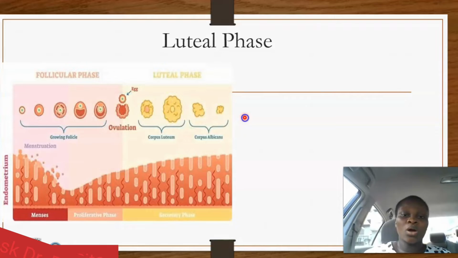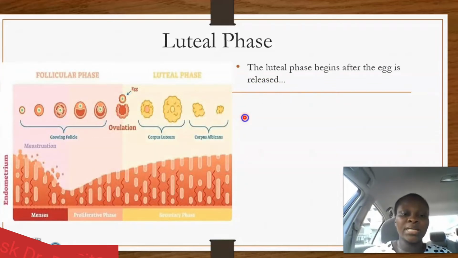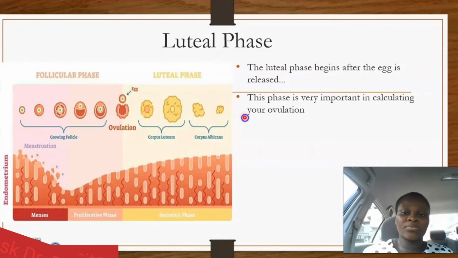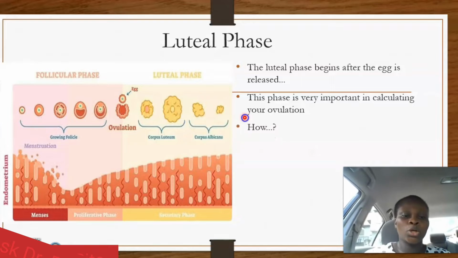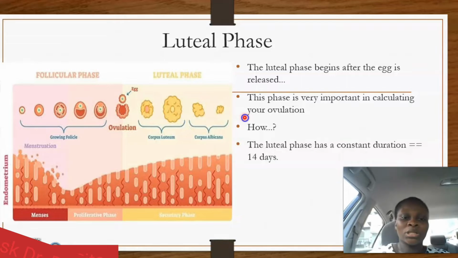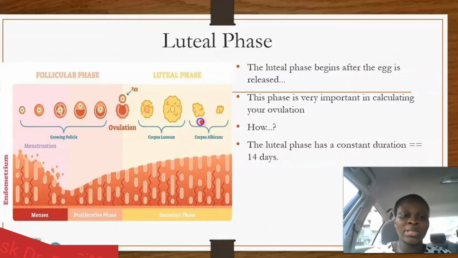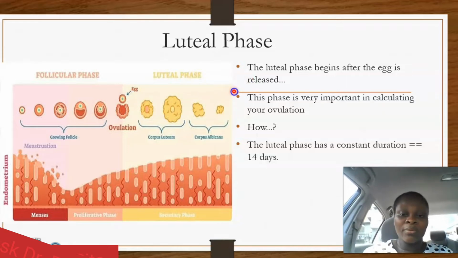The third phase of the menstrual cycle is the luteal phase. The luteal phase begins after the egg is released. This phase is very important in calculating your ovulation. Now, ask me how. The luteal phase, from the diagram as is shown, is from here where the eggs have been released to the beginning of the next cycle, and it is very important in calculating your ovulation day.